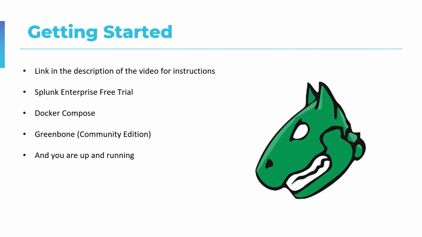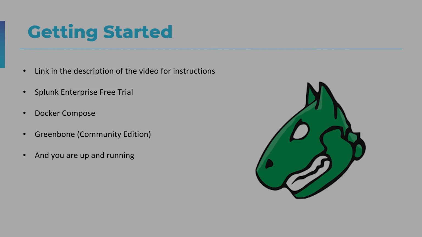I'm installing the Greenbone Vulnerability Management platform using Docker Compose, but if there's another method that you prefer, you can do it the way you want to. You can find Greenbone directly on the website, and you'll find all that information in my GitHub repository. So once you go there, you'll be up and running in no time.